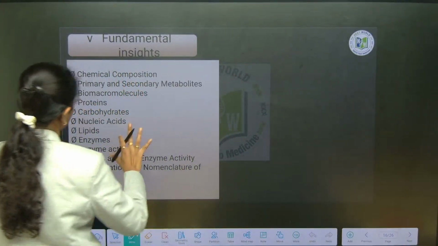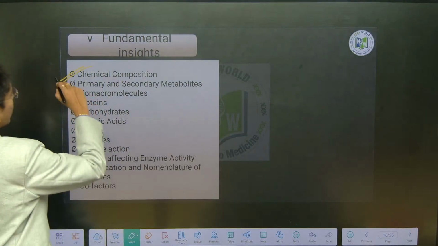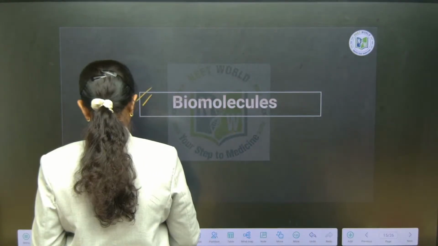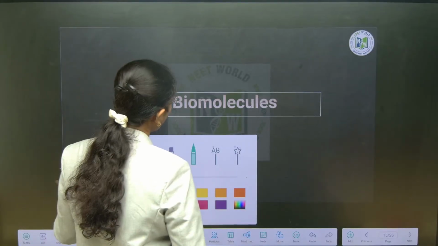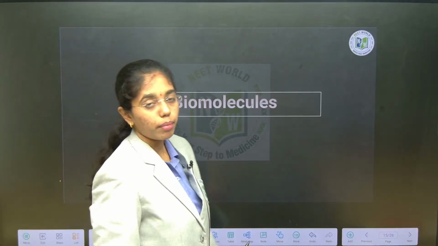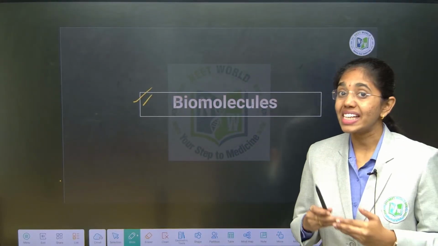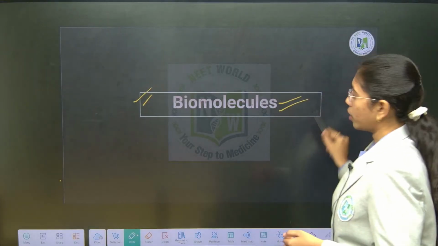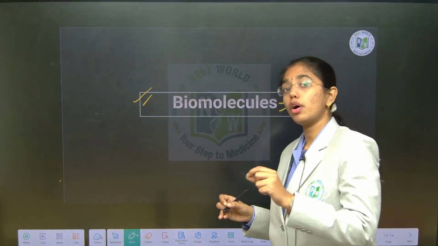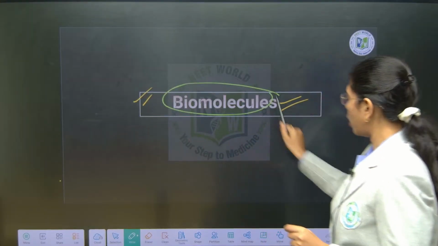So that important chapter this is. Look into the fundamental insights of this chapter. What are the contents that you have to cover? First is elemental analysis and chemical composition. Before entering into the fundamental insights, first I would like to know how many of you know what is meant by biomolecules. Biomolecules are nothing but those constituents or organic molecules which are present in a living cell. Remember properly, those molecules or cellular constituents which are present inside a living cell are addressed as what? Biomolecules.